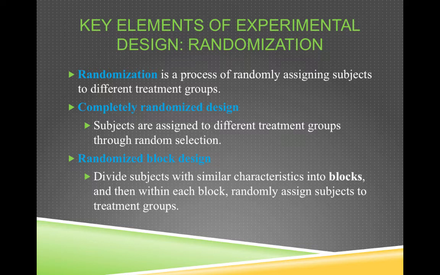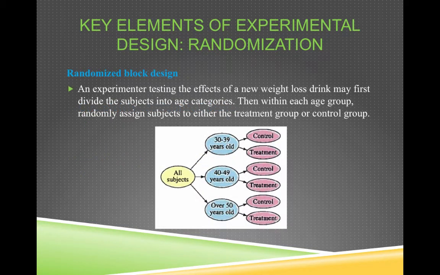And the females I'm going to assign to one of my treatment groups, and my males I'm going to assign to one of my treatment groups. That would be more of an example of a randomized block design where I'm using gender as my blocks. Okay, another example. An experimenter testing the effects of a new weight loss drink may first divide the subjects into age categories. Then, within each age group, randomly assign subjects to either the treatment group or the control group. Okay, and so here in this diagram, we can clearly see what I'm talking about by a randomized block design.